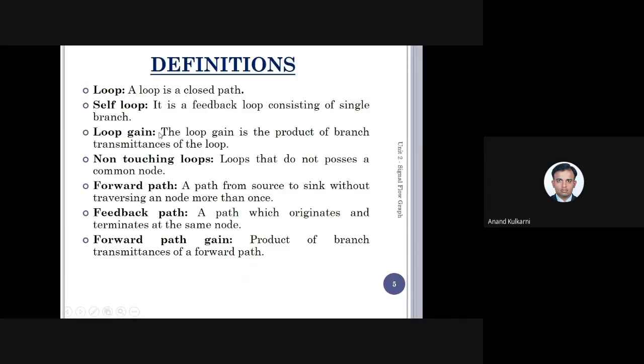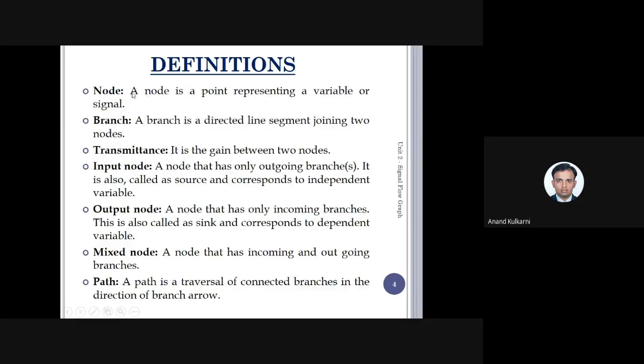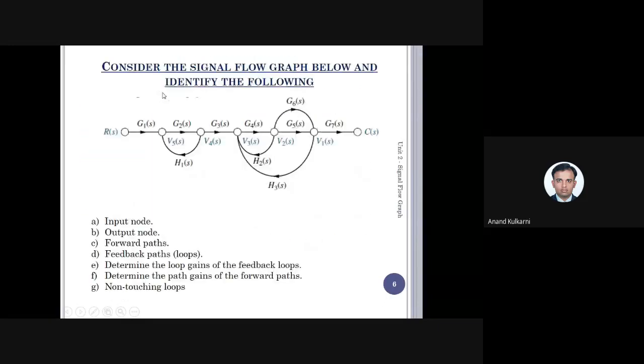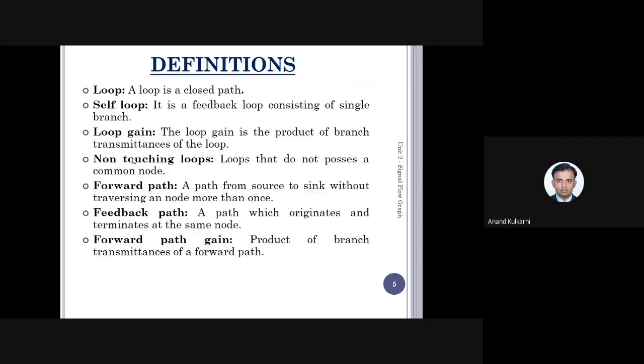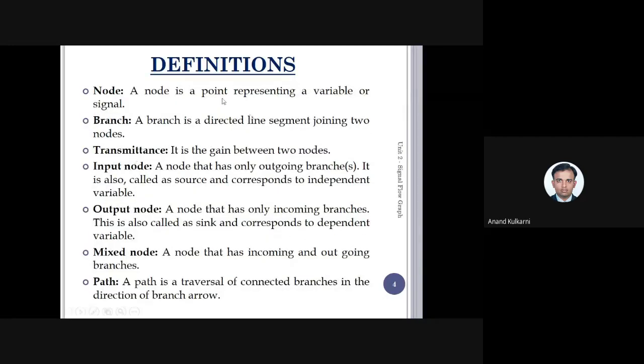Now, for this, we'll have to understand certain definitions. What is a node? A node is a point representing a variable or a signal. In this problem, the node is this point, or these dots which are there. In the exam, you do not write 0, you can only put a dot. Whenever you are solving this problem, you can put a dot, but see that the dot is prominently seen. It will not be a single very small dot. It will be a slightly bigger dot, so that it can be seen. That becomes your node. A node is nothing but a point representing a variable or a signal.